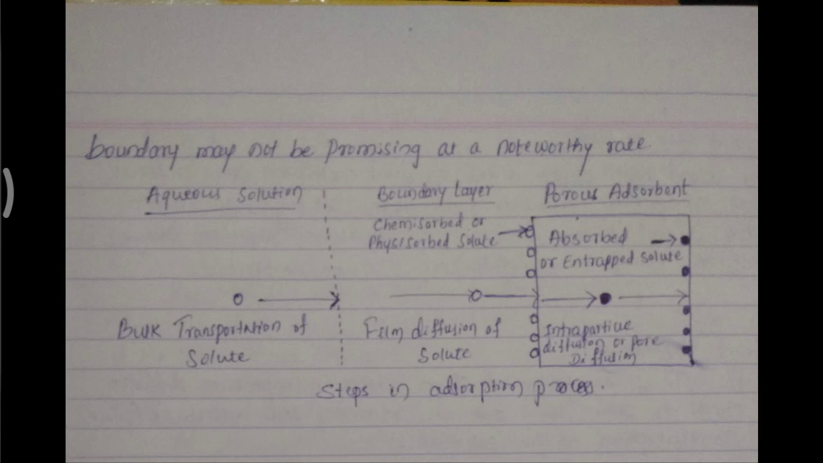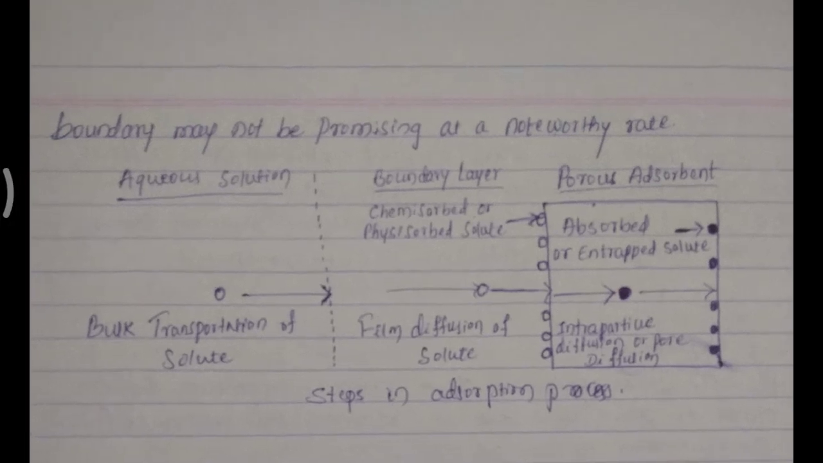So you can see the diagram where the aqueous solution, boundary layer and porous adsorbent are shown. This is the bulk transport of solute. Next is the film diffusion of the solute, and next is intraparticle diffusion or pore diffusion. So this figure shows the steps in the adsorption process.